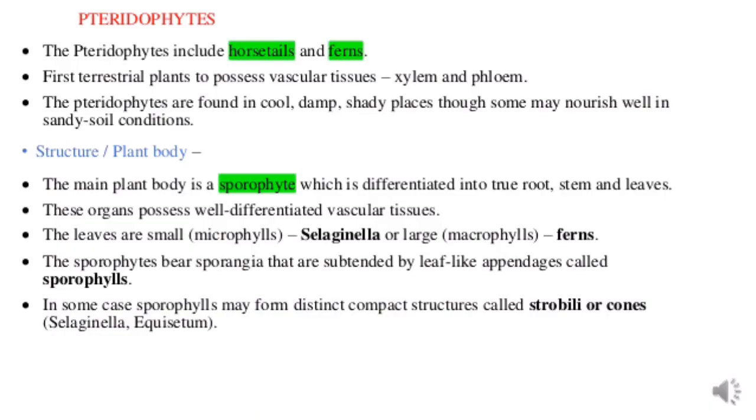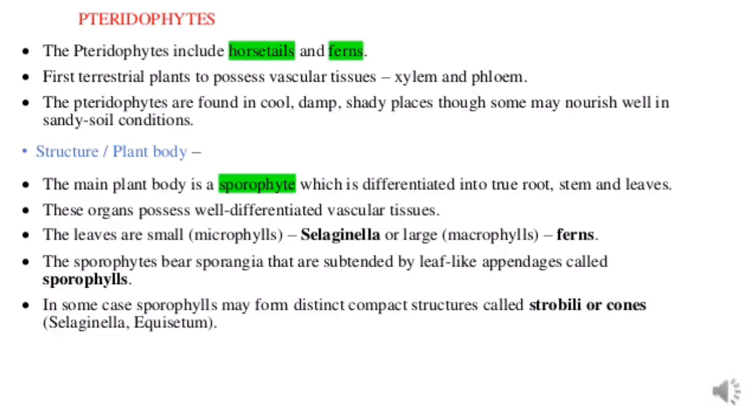The pteridophytes include horsetails and ferns. They are the first terrestrial plants to possess vascular tissue, xylem and phloem. The pteridophytes are found in cool, damp, shady places, though some may flourish well in sandy soil conditions.